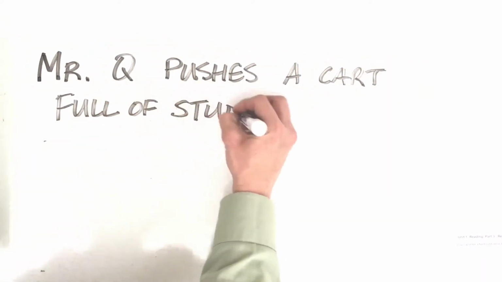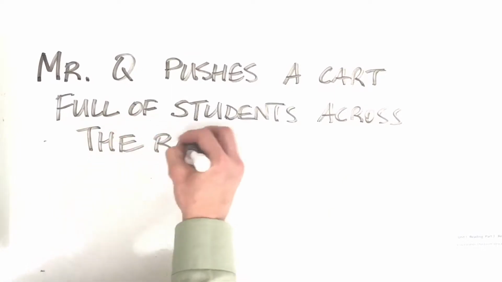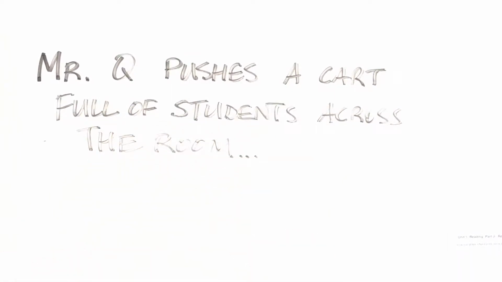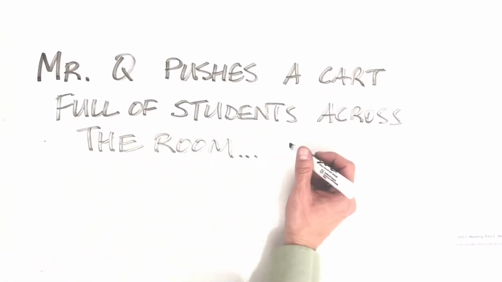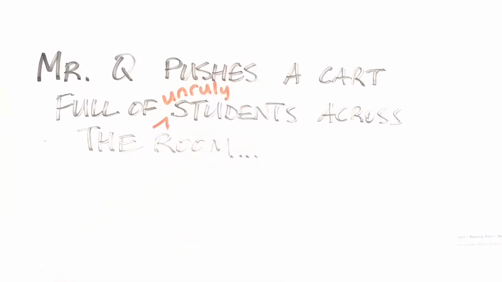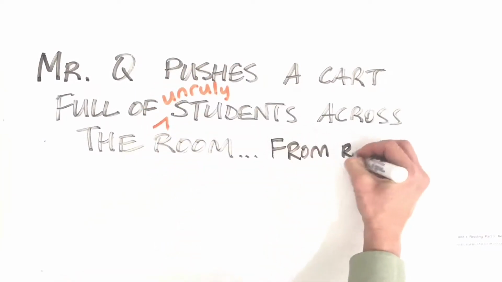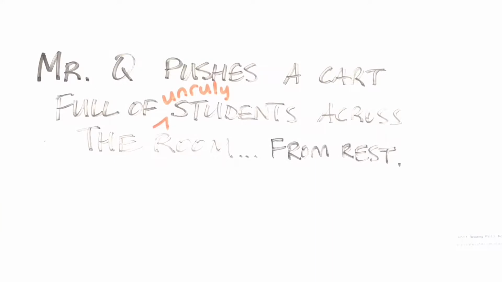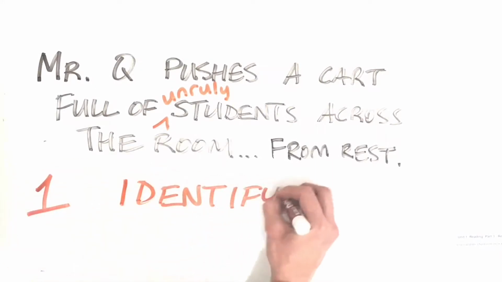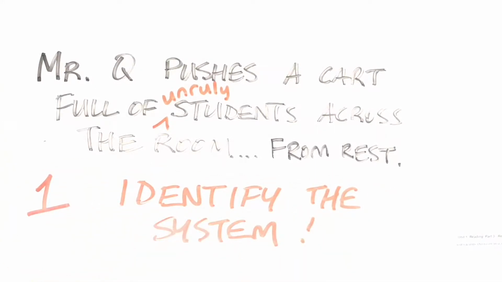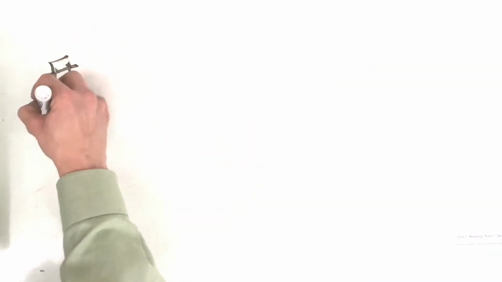Mr. Q pushes a bunch of students in a cart across the room. These probably are unruly students. They probably don't want to be pushed in a cart, but so be it. And we're going to do this from rest. So the first thing we need to do is identify the system. And one of the best ways to do that is by drawing a picture.